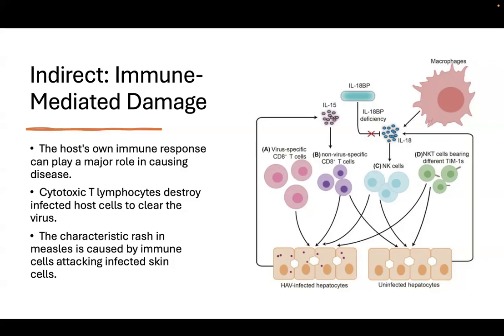CD8 T cells are the ones recognizing MHC1, and MHC1 usually presents viral antigens. CD4 is much more for, let's say, bacteria, while CD8 is much more for viruses. So CD8 T cells start to kill infected cells, but because they're killing so much of it, they can actually kill bystander normal cells, and this can cause a lot of damage.